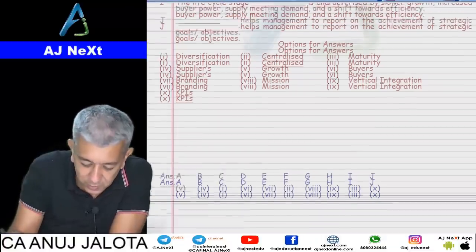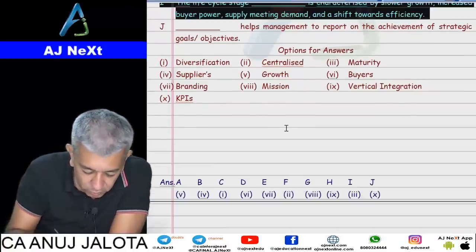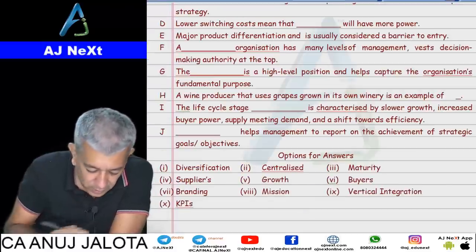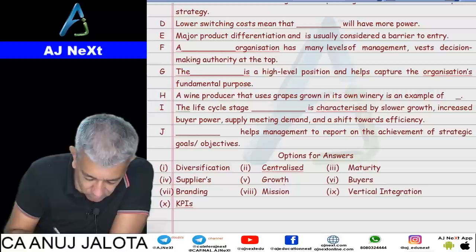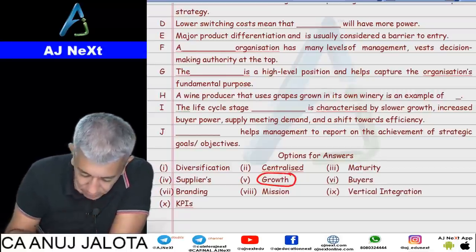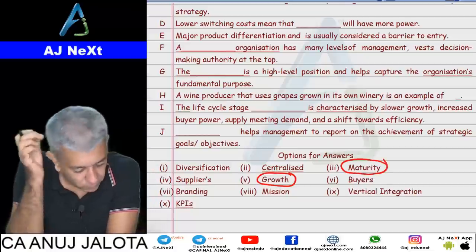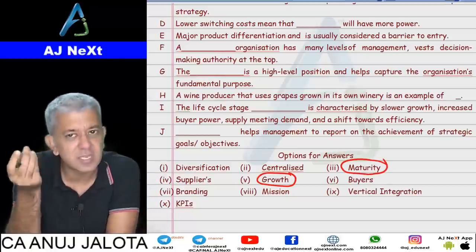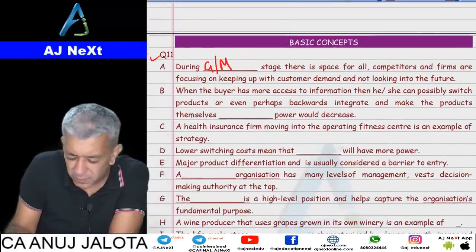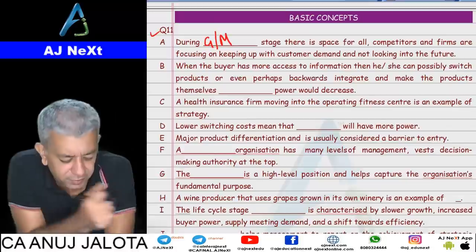Let me check once. I do not want you all to be looking at the answers. Okay, so look, in the answers there is growth stage, and maturity stage is also there, both are there. So one of the two should be the answer. We will see what the answer is. If you are not sure, then don't do it please. Okay, although I know, but I would like to wait for that.